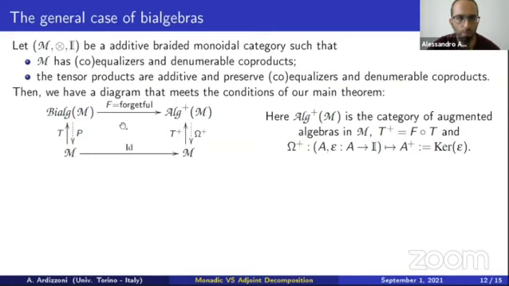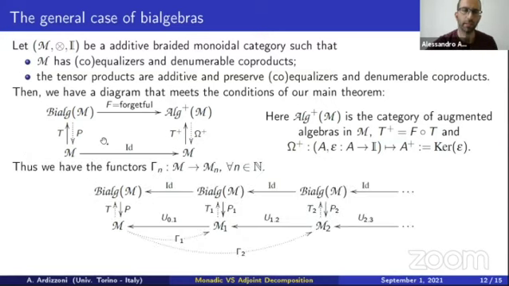T plus is just the composition of the forgetful functor with the tensor algebra. Here, note any bialgebra is an augmented algebra via the co-unit. And it has a right adjoint, which takes an augmented algebra, so a datum of this form, and maps it to the kernel of the augmentation, so this guy. And so in this setting, just with these conditions, by applying the theorem and the results we have seen, we have a family of functors as we want.